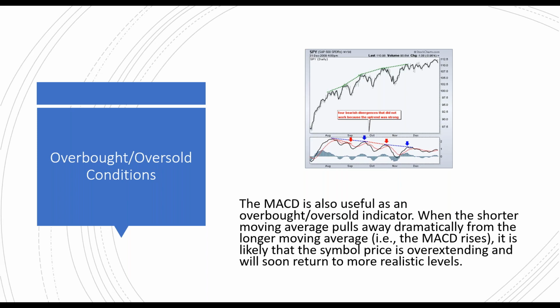Now the MACD also serves as an overbought and oversold indicator. Now remember, overbought and oversold markets don't mean buy or sell. An overbought market can remain overbought for quite a long time. An oversold market can remain oversold. It just means the price has moved up too fast and is too heavy that it is losing its momentum.